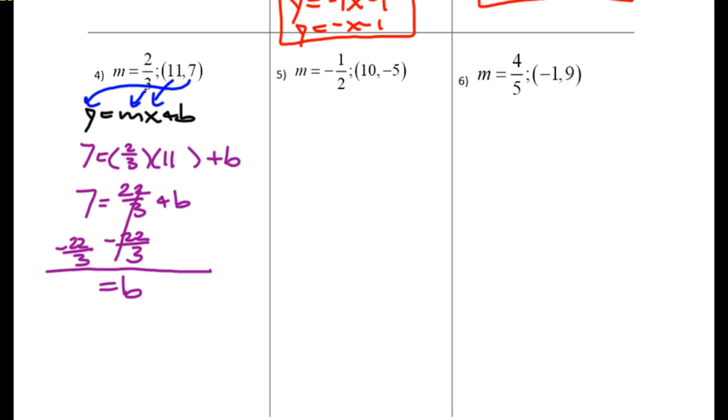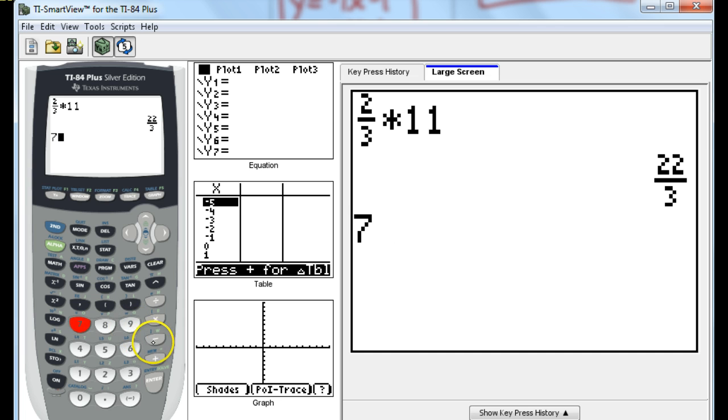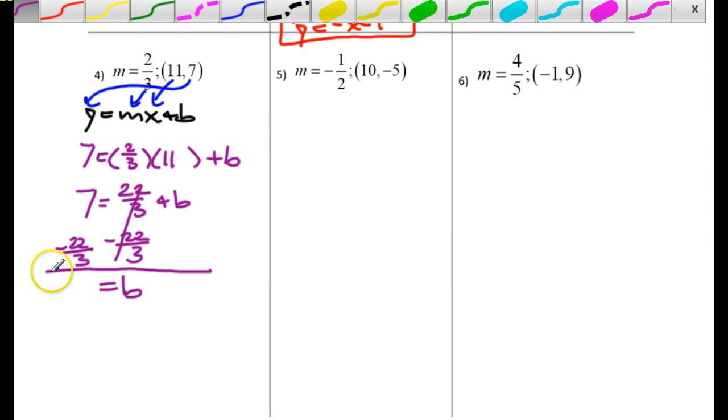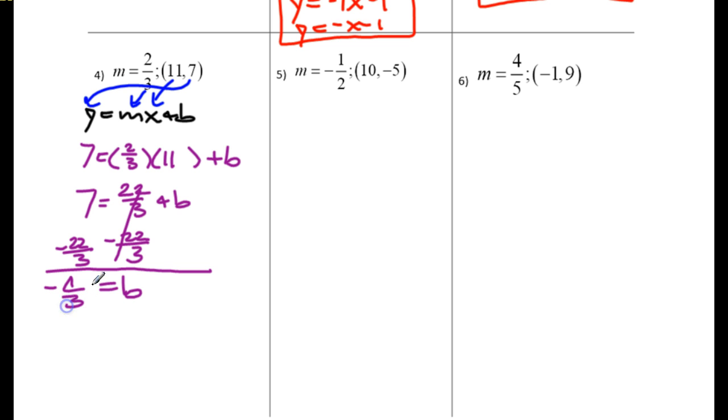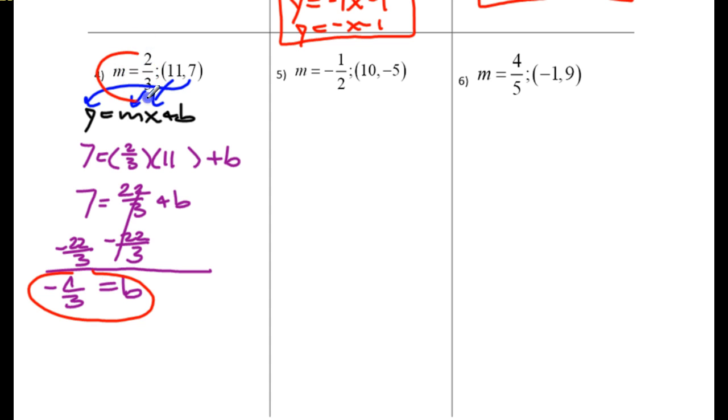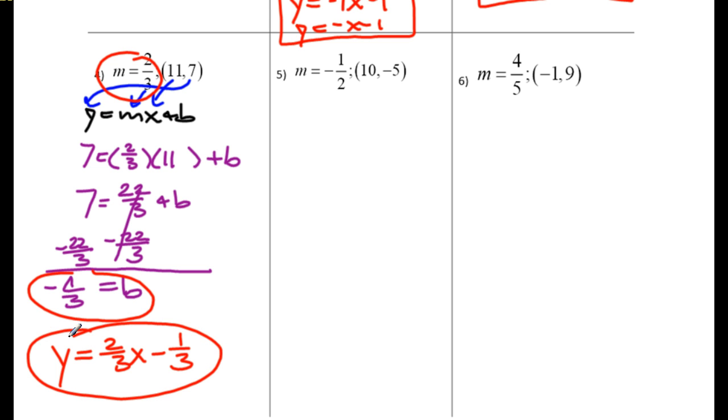7 minus 22 over 3. 7 minus, get your fraction, green button, y equals 22 over 3. And look, we have negative 1/3. See, it all kind of cleans up there. And yeah, the intercept can be a fraction sometimes. So look, here's my b, here's my m. We now have our final answer. Y equals 2/3 x minus 1/3. That's the equation of the line.